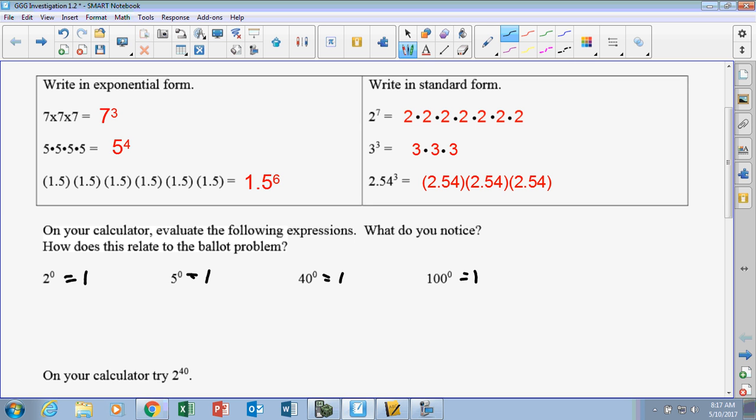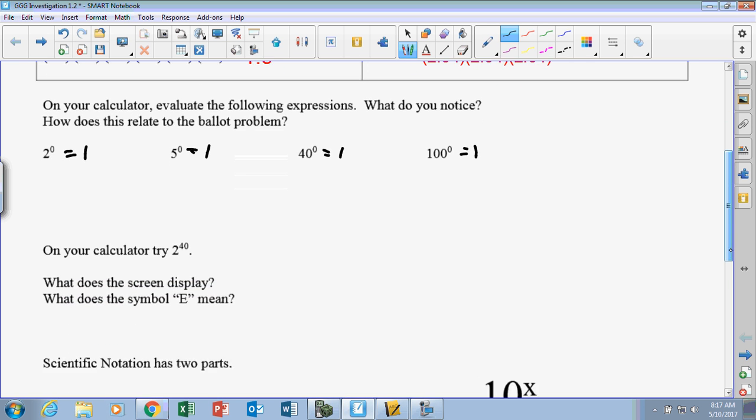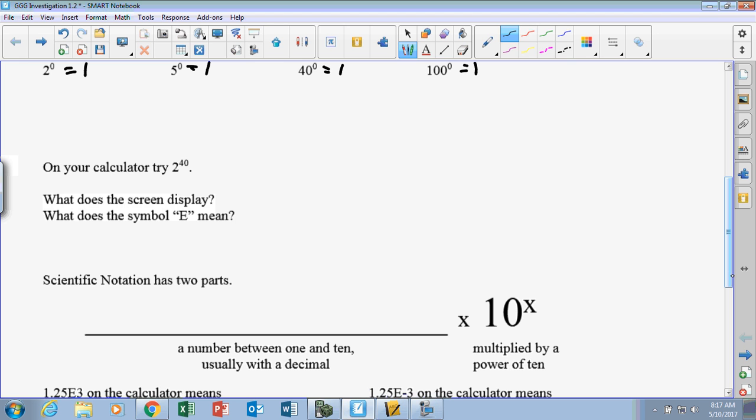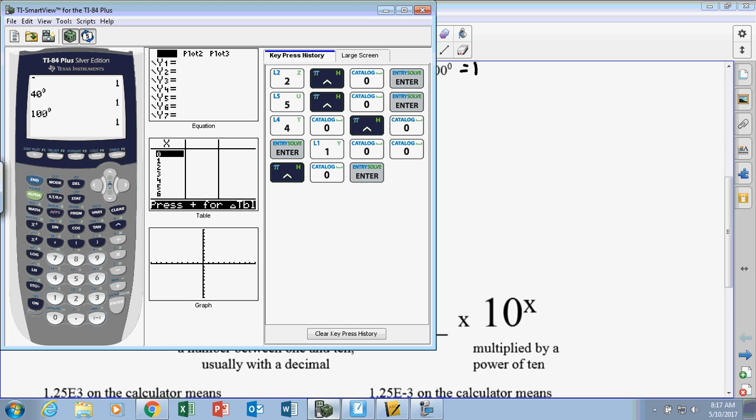All right. Now I want you to try something here. I want you to put on your calculator 2 to the 40th power, and I want you to actually tell me what the screen displays. So if you type in 2 to the 40th power, see something that looks like that? That's a good question. What do you think the E stands for?